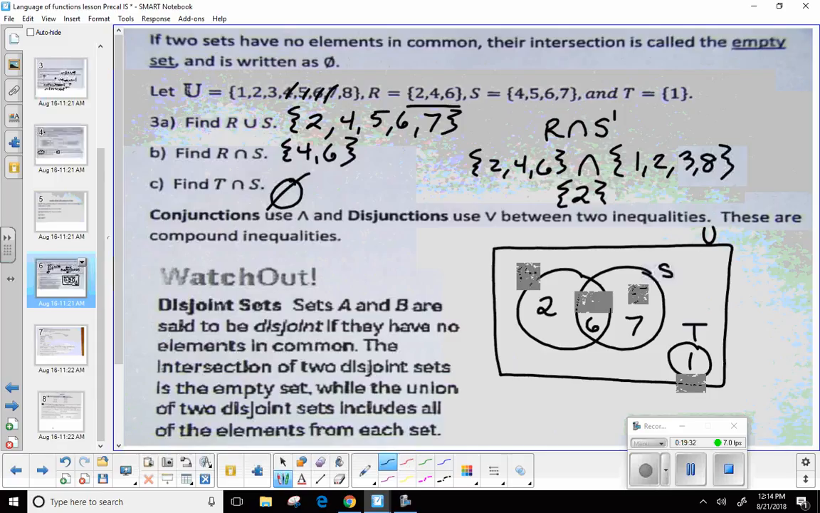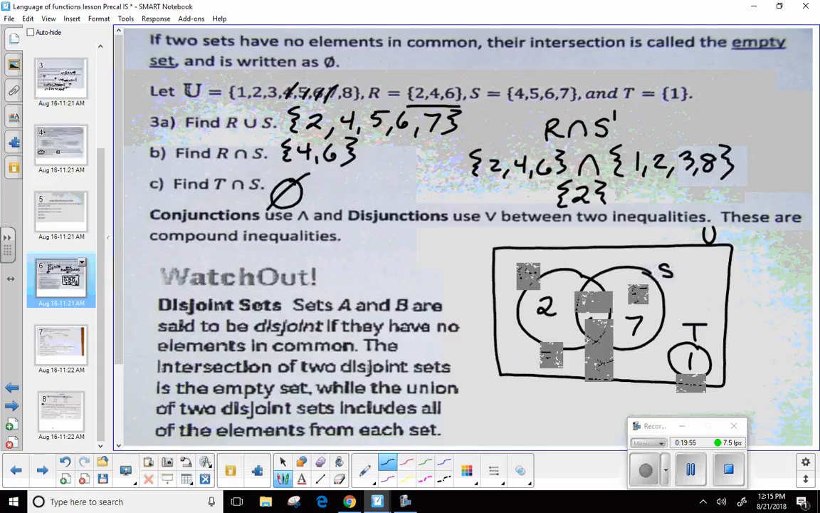So, okay, well, let me ask the question this way. Are there any numbers that don't belong to these sets that we haven't written yet? 3 and 8. They're part of the universe, but they don't belong to any of those sets. So somewhere in the rectangle, I just have to go ahead and put 3 and 8, because they're still part of this, they just don't belong to those sets.